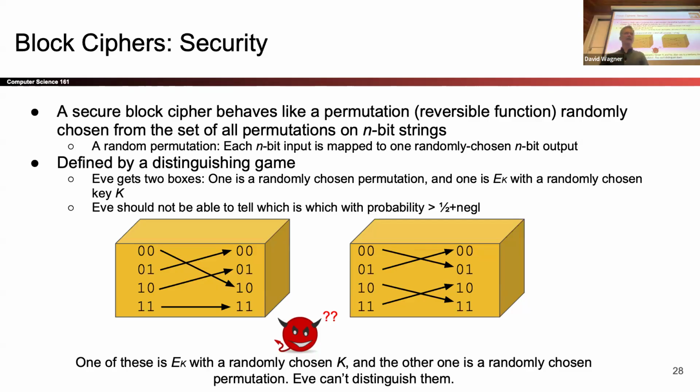Yes, you can think about it that way. The encode operation, this E, is a mapping from the set of all possible keys to the set of all permutations on 128-bit strings.